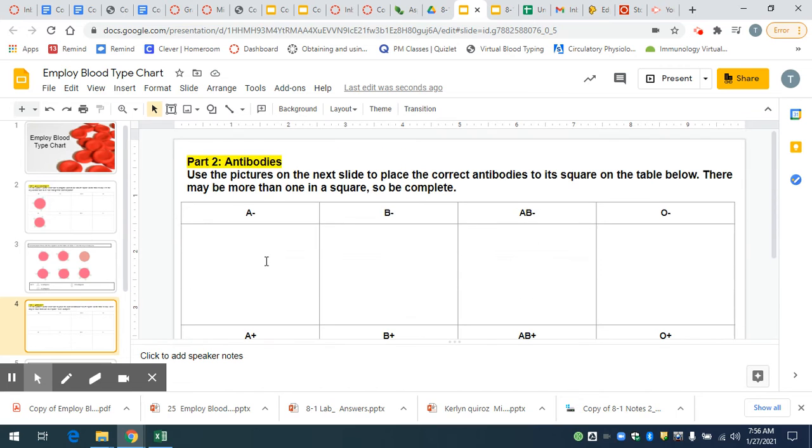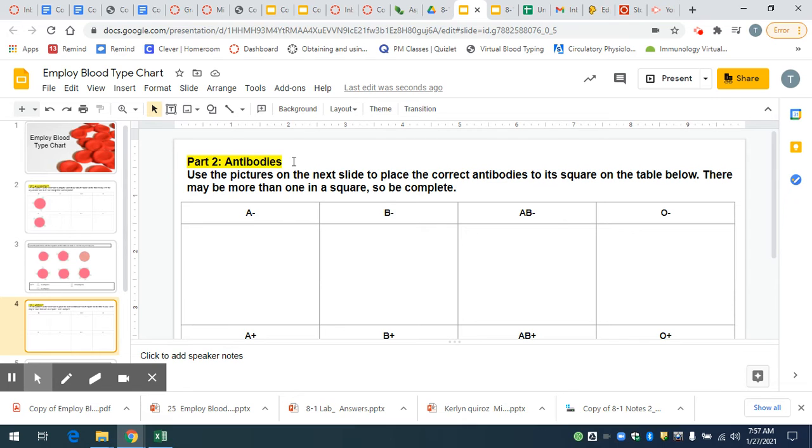The next page you're working on is the antibodies. Now, this is where you have to think about opposites, not the same as antigens, because the antibodies are your army in your body. And so if you have type A blood, remember that you hate anything with a B, so you have anti-B antibodies. You have to think of the other letter when you're thinking about antibodies.